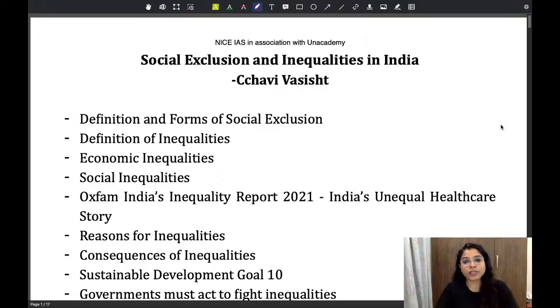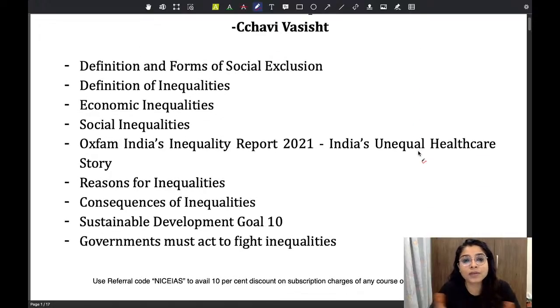So the structure of the given class is I have written the sub-themes over here. The first, we'll discuss the definition and forms of social exclusion. Then we'll look at the definition of inequalities. Within that, there are two forms of inequalities, that is economic inequalities and social inequalities. Then we'll look at the Oxfam India's inequality report.